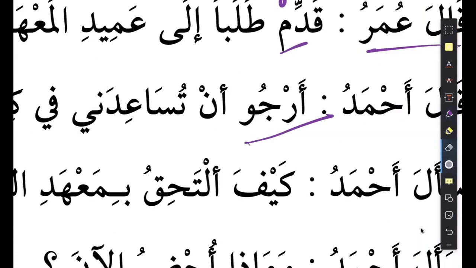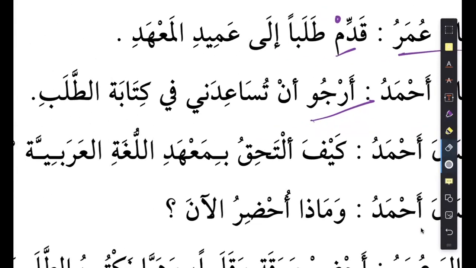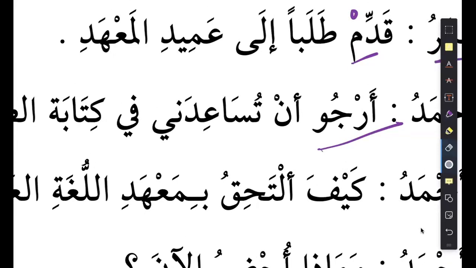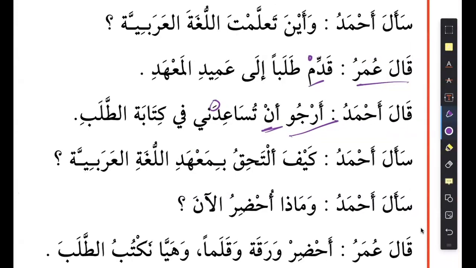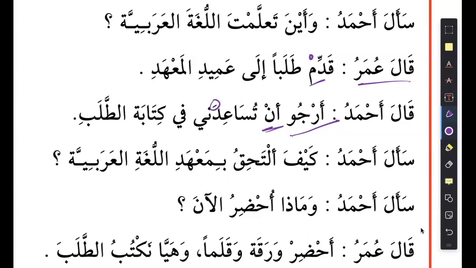Excellent. Arju means I hope. Okay, that an. What is the verb? It is تساعد. Why do we have fatha here? An. Excellent. So this is the an. These are very important grammar topics. There are four main words that make a present tense verb mansub with the fatha. I think we have found a few of them. The main one is an. You have an, lan, kai, idan. These are the four main particles that make a present tense verb into a fatha state, the mansub state.